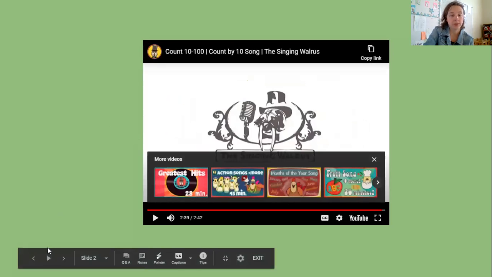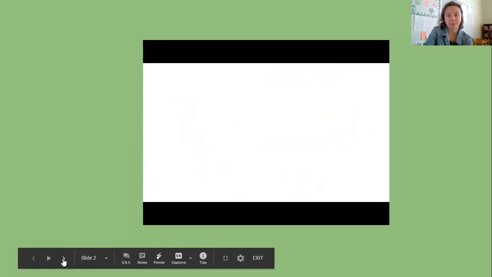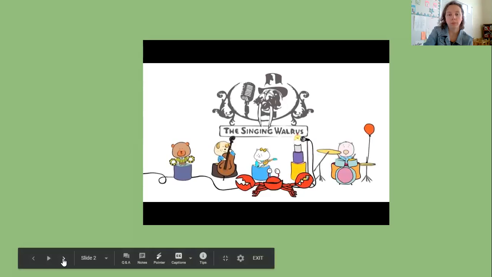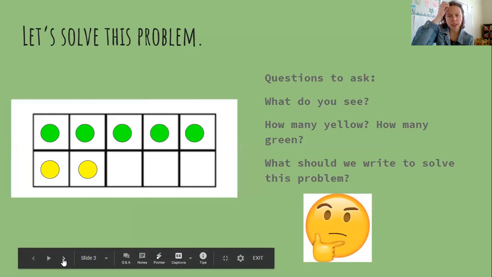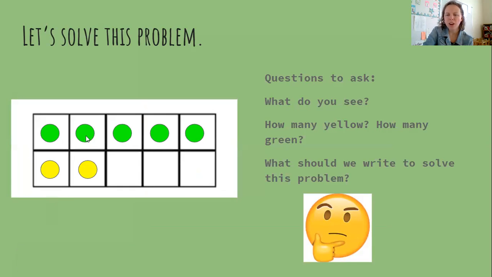Okay, well, gracious, that video was much longer than Ms. Hogan thought it was. Okay, so let's take a look at this problem. What do you see here? What do you see in this 10 frame? How many yellow? How many greens? What should we write down to solve this problem?